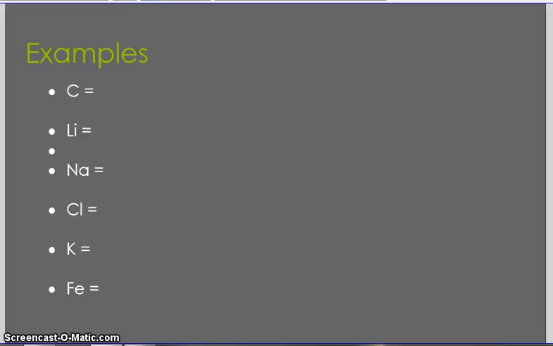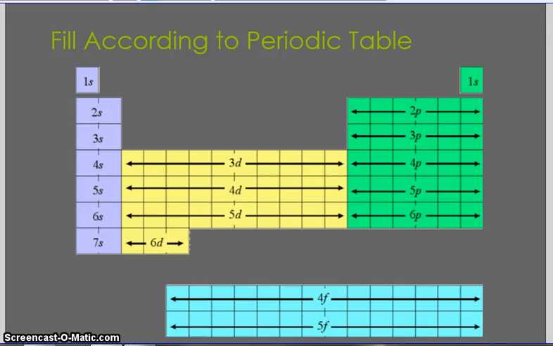So these examples are listed in your note sheet, and I'm going to go back to the periodic table slide so that I can do a few. You want to put them into your right-hand column. Now for C, carbon, that's located at the top of column 4A, which is right here. Also, because its atomic number is 6, I know I need to place 6 electrons.